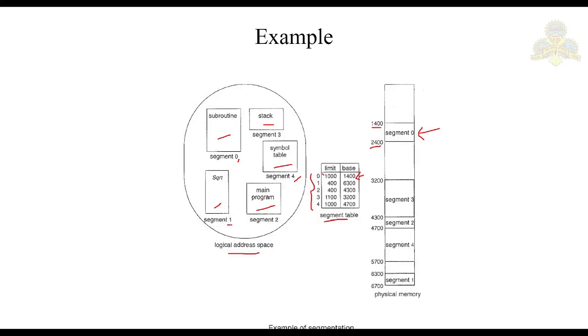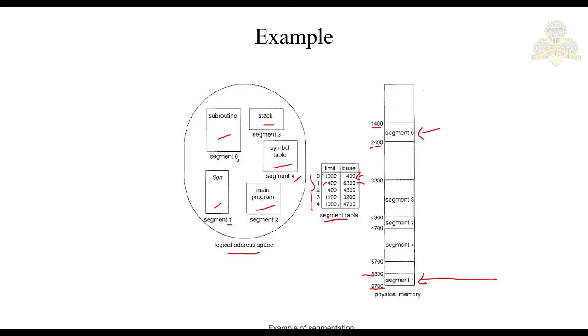Let us consider segment 1. Check where segment 1 is present. It is here, right? So what is the base? 6300. You can see here 6300 is present, and say the end or the last location of this segment is 6700. So now you subtract 6300 from 6700, and you get the difference of 400. Now that 400 is the limit of your segment 1. Okay, so this is how you have to calculate the base and the limit.